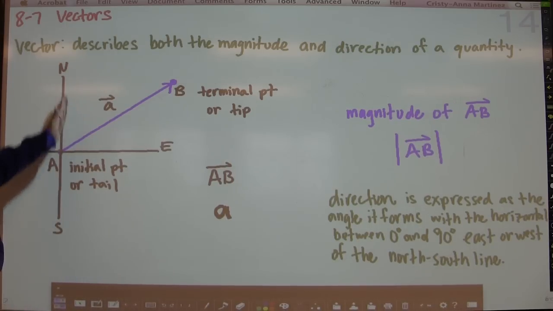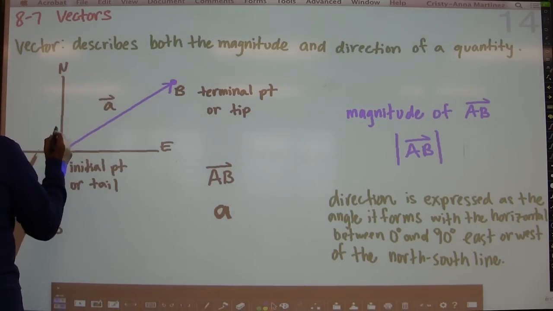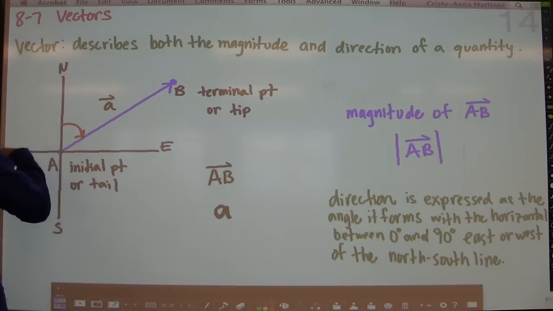This is what I mean by the north-south line. If you were to draw the north-south line there, then they're basically asking you for the angle that is either east or west of it. So in this case, it's going to be east because it's on this side. If it were on this side, we would say west.